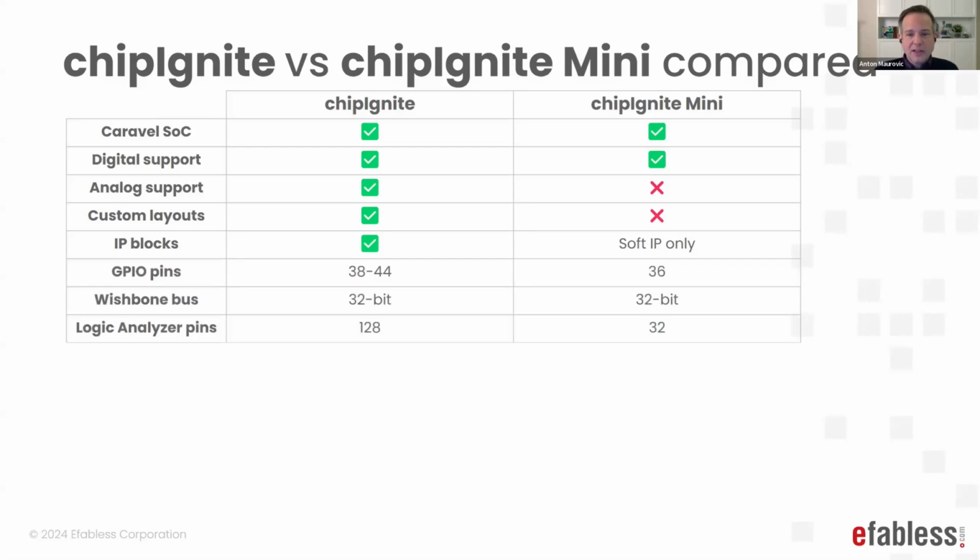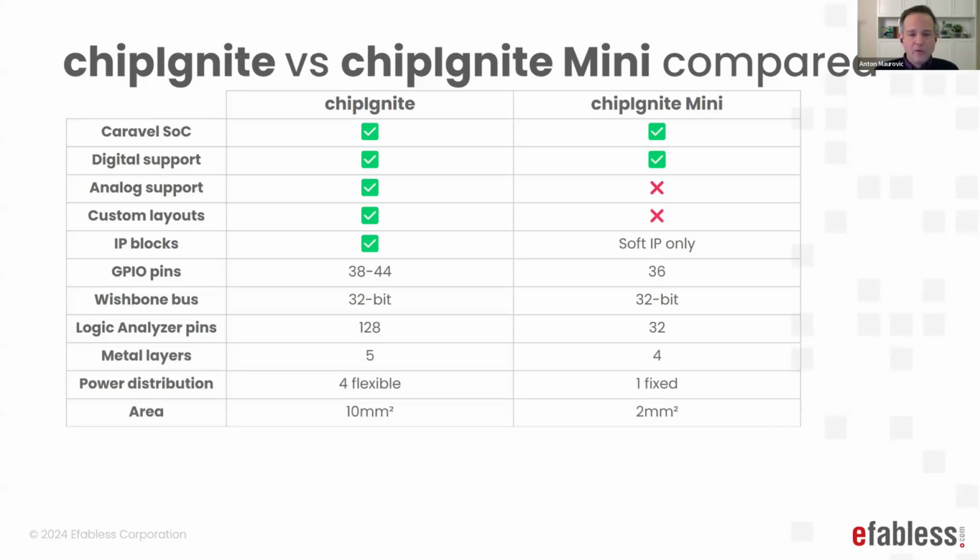In terms of capabilities, chipIgnite does offer some extra I/O pins over chipIgnite Mini, but with 36 bidirectionally capable GPIOs, you've still got a lot of flexibility available. Both offerings provide the full 32-bit wishbone bus, which is a fantastic feature for being able to connect together multiple designs and multiple IP blocks. We provide a quarter of the logic analyzer pins in chipIgnite Mini, but 32 is still quite a lot and quite flexible given that they are bidirectional.